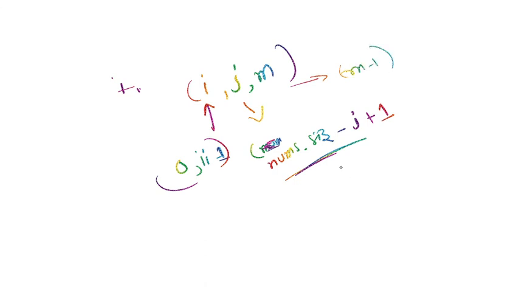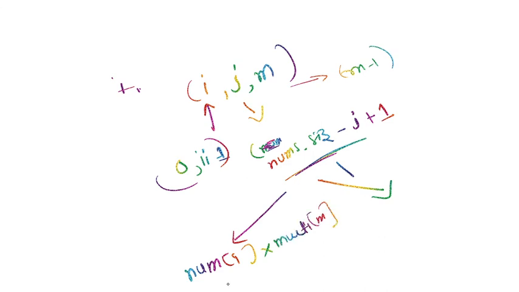So if we break it into branches, every time we have to return nums[i], since we are using the first element, times multi[m], plus, let me call it f, of i plus 1, j, m plus 1, right?